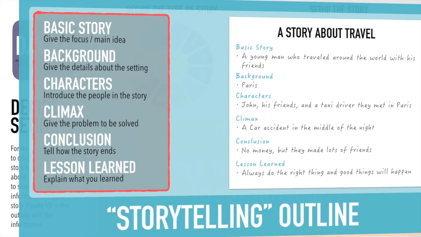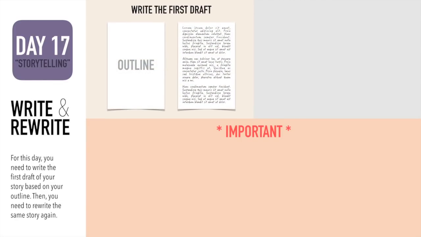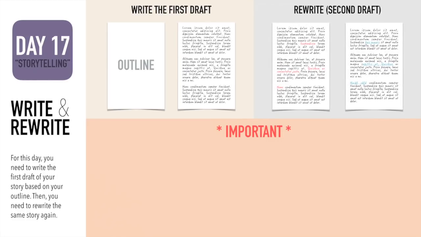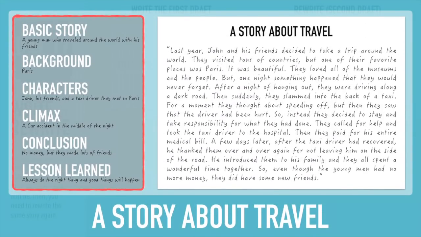So let's keep going to day 17 because I want to show you an example of this. Write and rewrite. Remember, for this day, you need to write the first draft of your story based on your outline. Then you need to rewrite the same story again. And I've explained why that's important, okay? Eliminating and emphasizing. So let's look at my story and see how it turned out.